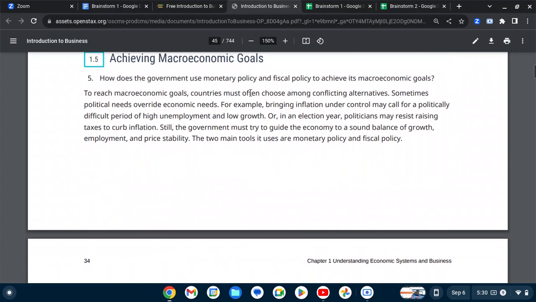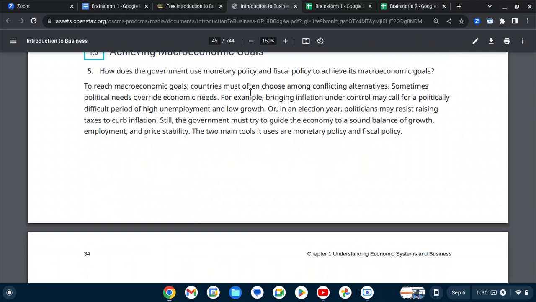1.5 Achieving macroeconomic goals. How does the government use monetary policy and fiscal policy to achieve its macroeconomic goals? To reach macroeconomic goals, countries must often choose among conflicting alternatives. Sometimes political needs override economic needs. For example, bringing inflation under control may call for a politically difficult period of high unemployment and low growth. Or in an election year, politicians may resist raising taxes to curb inflation. Still, the government must try to guide the economy to a sound balance of growth, employment, and price stability. The two main tools it uses are monetary policy and fiscal policy.